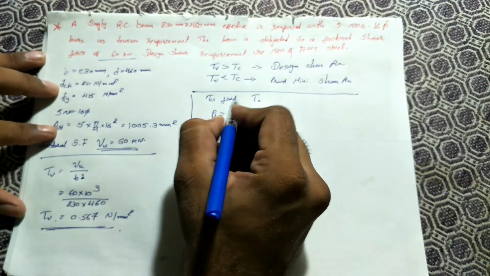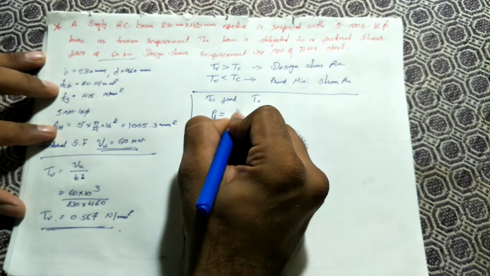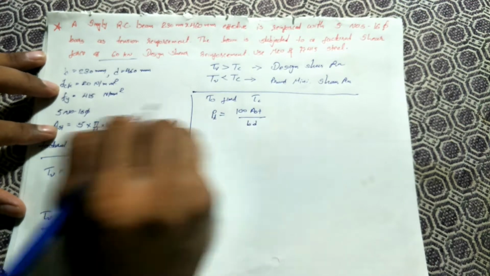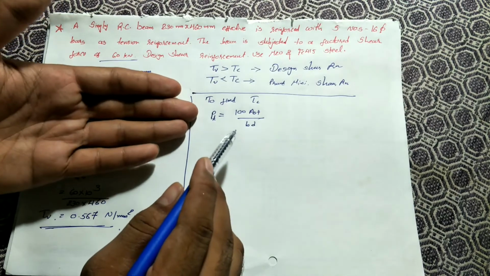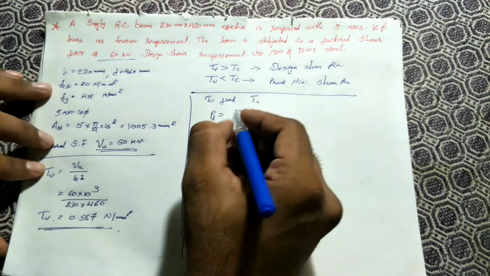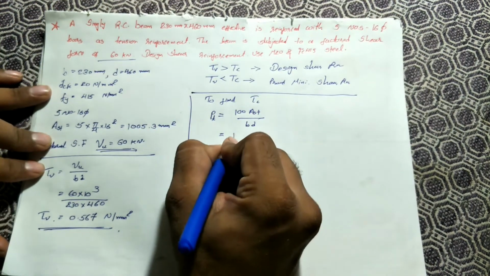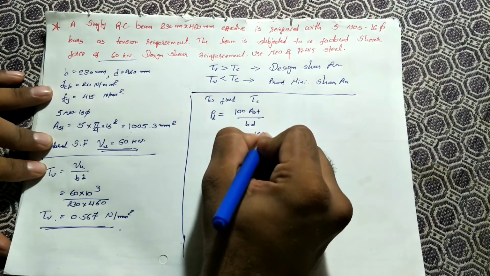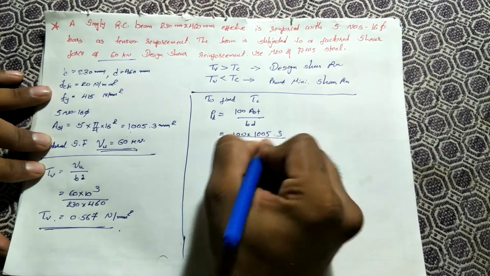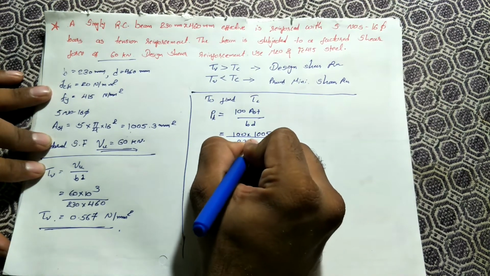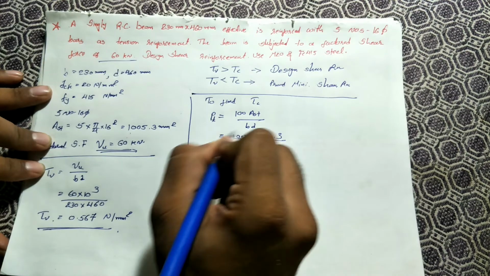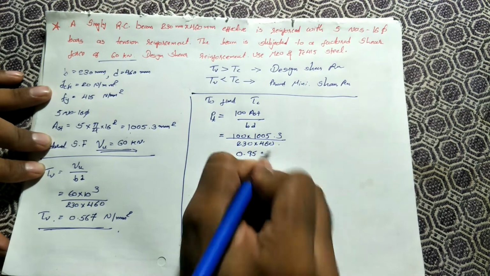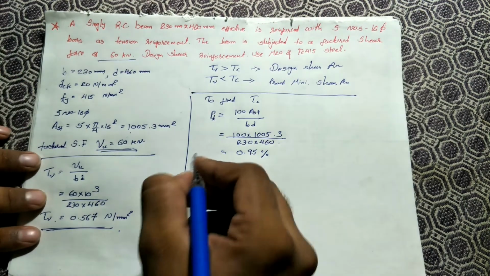Okay, so first we have to find out the percentage of steel, that is 100 Ast by bd. In some data, the percentage of steel may be directly given to you. Okay, if it is not given, then you have to calculate it. So 100 into area of steel, which is 1005.3, divided by 230 into 460. So it is 0.95%.